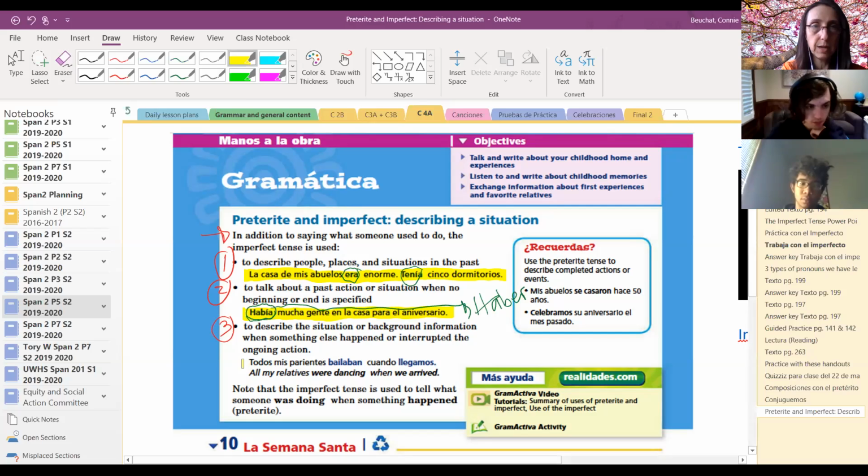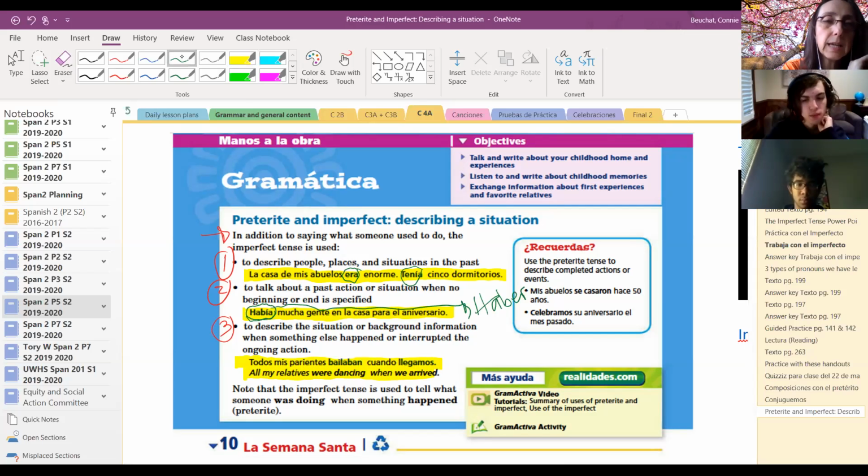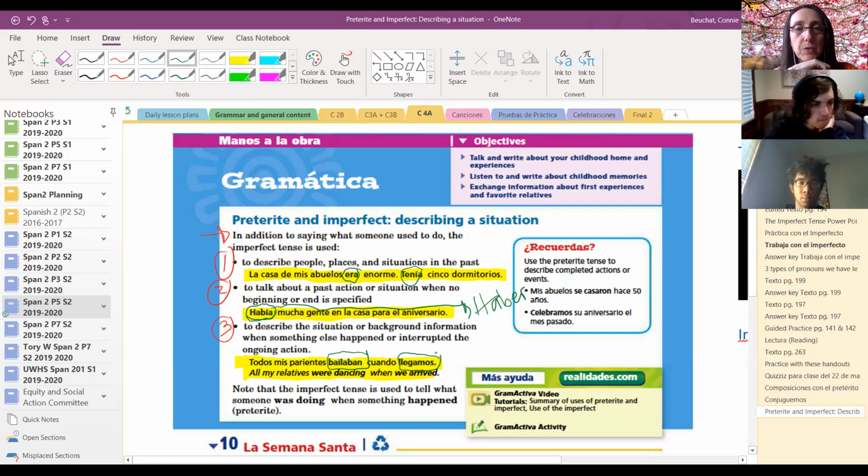Sam, read the third example, please. Todos mis parientes bailaban cuando llegamos. Yes. So take a look at the verbs. We have bailaban and we have llegamos. What is going on with these two verbs? Are they in the same verb tense? One, the dancing one, is like present, bailaban, but it says dancing instead of danced. Correct. But it does say dancing, right? Is it saying they are dancing, or is it saying they were dancing?